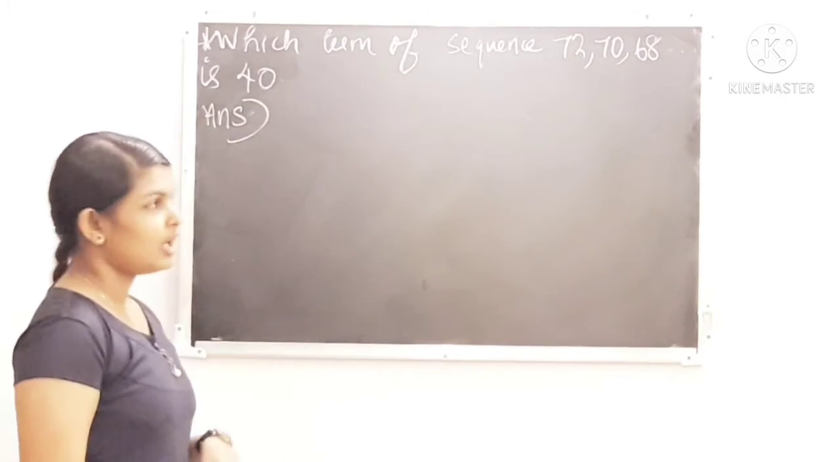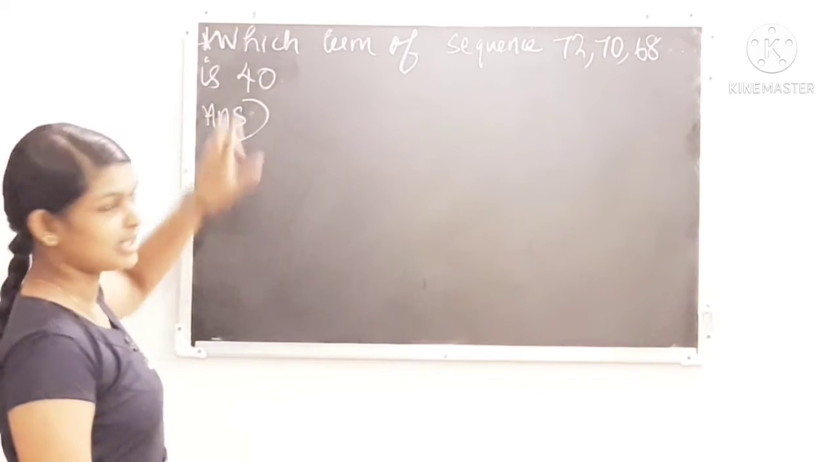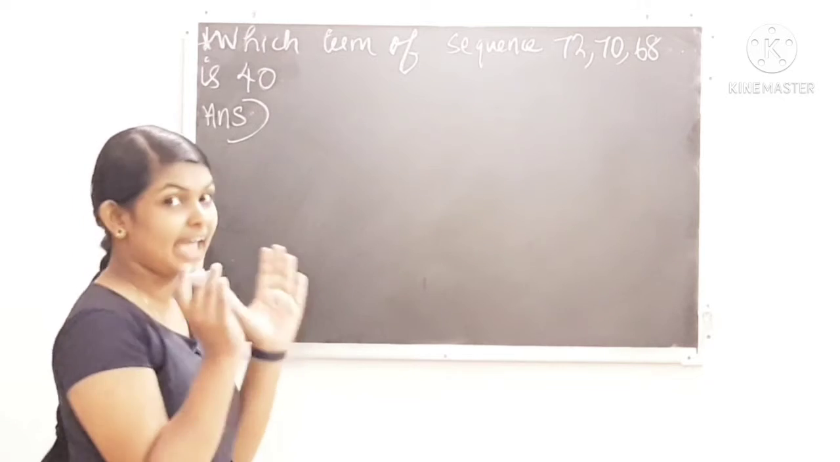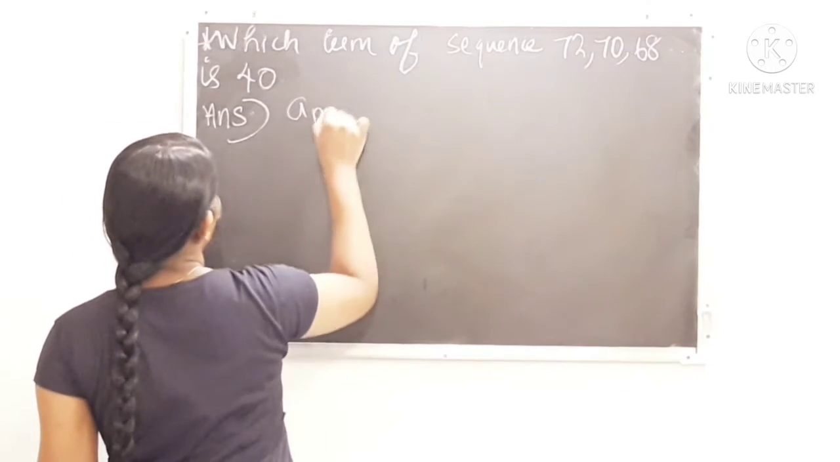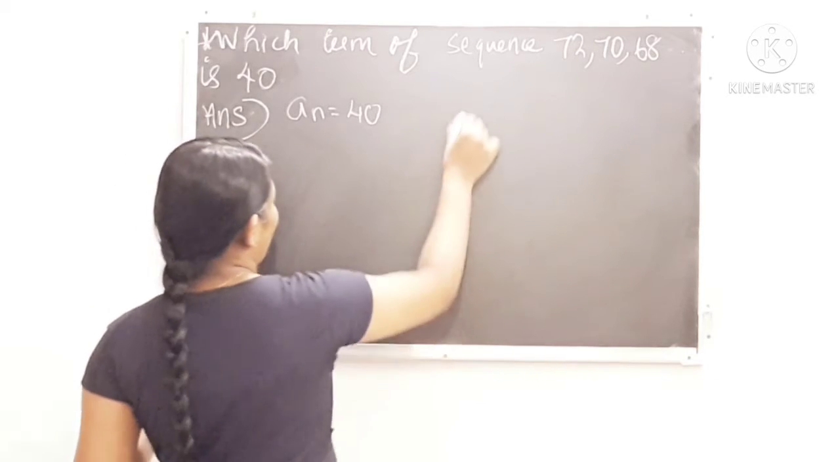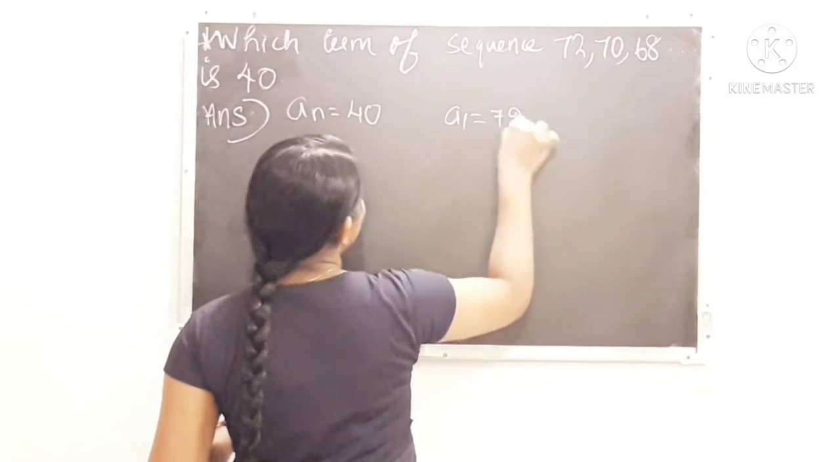is 40? So here എത്രാമത്തെ term ആണ് 40 ആണ് ചോദിച്ചിരിക്കുന്നത്. So എത്രാമത്തെ നമുക്ക് അറിയാൻ ഏതൊരു term തരുവാണെങ്കിൽ we have to take it as an. അപ്പോൾ ഇവിടെ an ആണ് 40 തന്നിരിക്കുന്നത്. ഇവിടുത്തെ first term ഏതാ? And first term is given as 72. So a1 is 72. What is the common difference here?